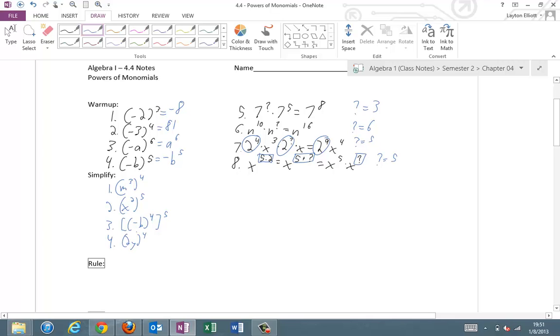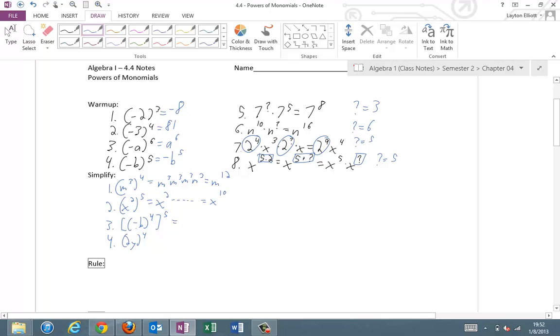Well, if you look at these, the first one's the power of powers rule. If I raise a power to another power, if I have m to the third 4 times, that's the same as m to the third, m to the third, m to the third, m to the third. And that is going to be m to the 3 plus 3 plus 3 plus 3, or m to the 12th. For 2, we are going to have x to the second 5 times, and that gives us 5 times 2. X to the 10th.